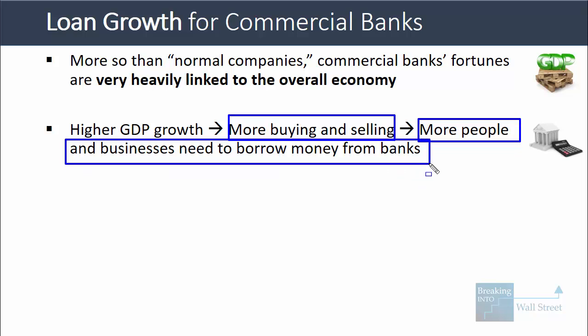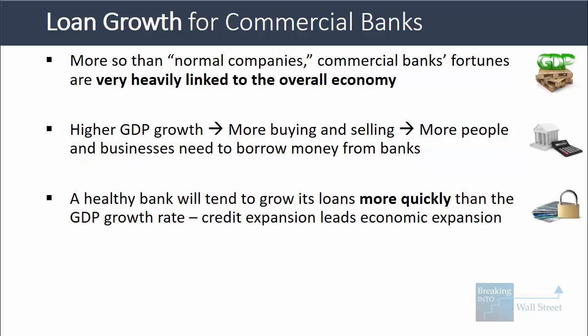Consumers, people will need to borrow money to buy more things, to buy houses, to buy cars, and businesses will need to borrow more money to meet that expanded demand and to be able to manufacture, sell, and deliver products and services that consumers are looking for. A healthy bank will tend to grow its loans more quickly than the GDP growth rate because credit expansion tends to lead economic expansion. Now, this wasn't always true.